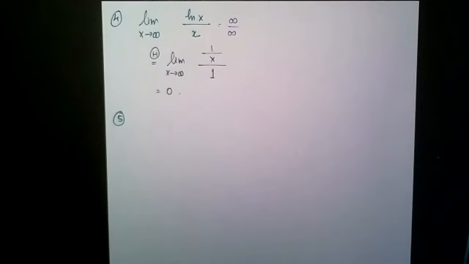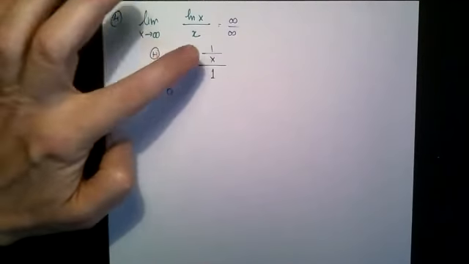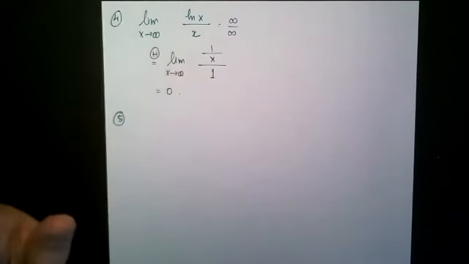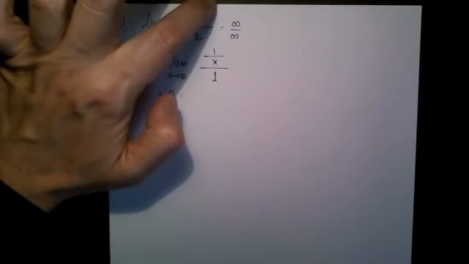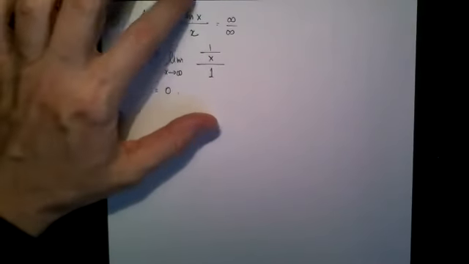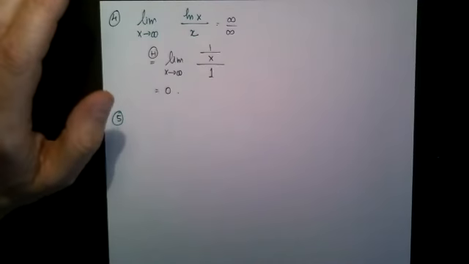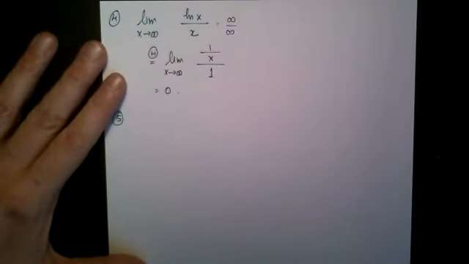Aren't we supposed to do like 1 over x times x minus ln x? Oh, the quotient rule? No, no quotient rule. It's the derivative of the top divided by the derivative of the bottom. That's L'Hopital's rule. I'm not evaluating the derivative of this function. I'm evaluating the limit of this function. Not the same thing. Okay?